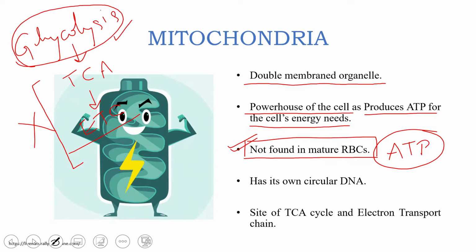Glycolysis occurs in the cytoplasm. So ATP in mature RBCs is only produced by the process of glycolysis. This can be a very important question in the exam.